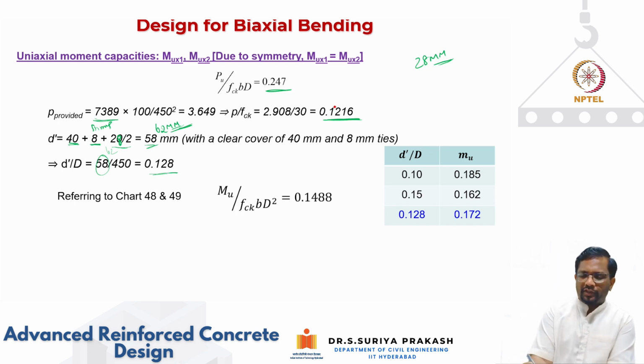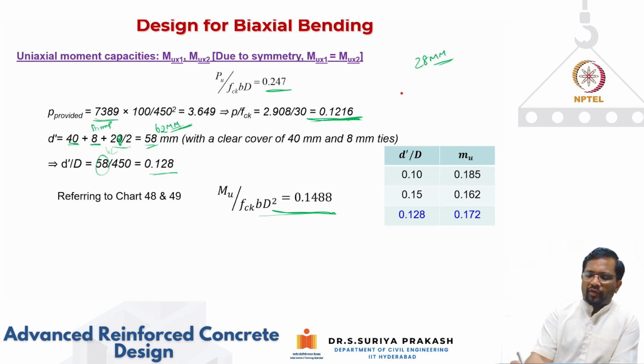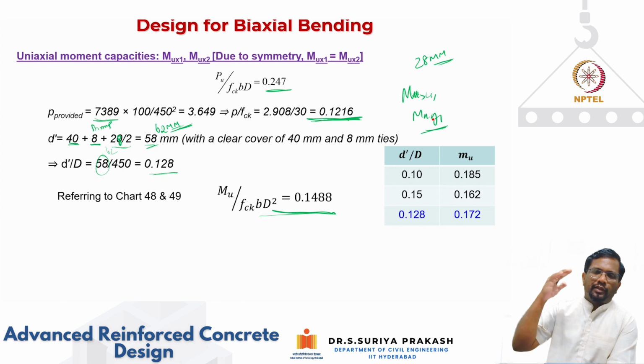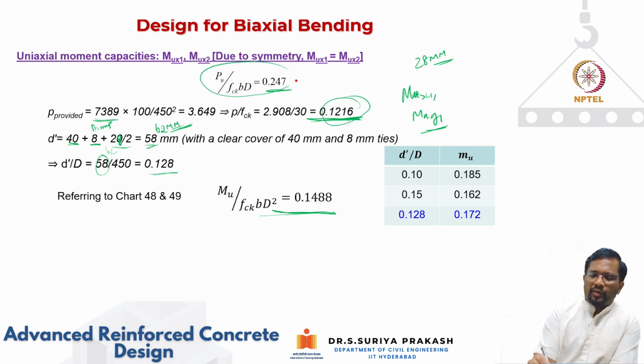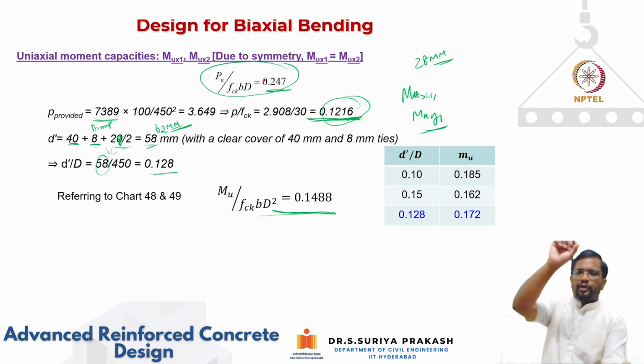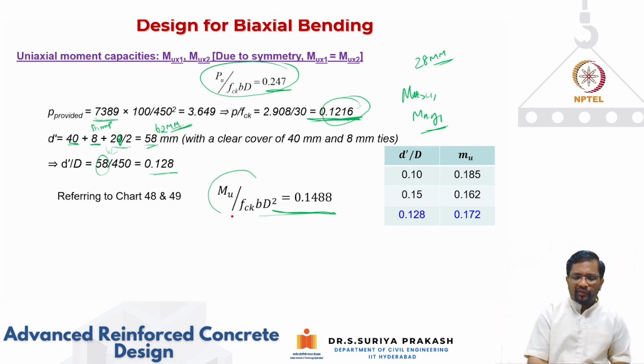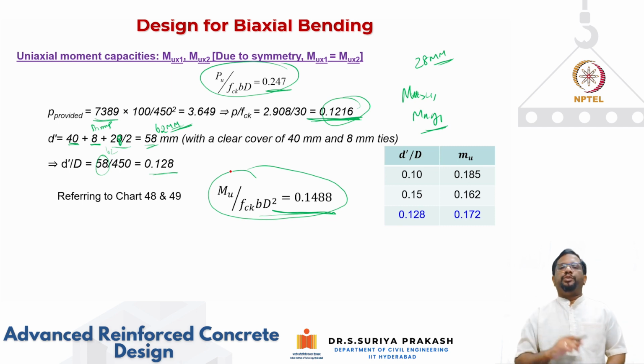Now again, how do we get that value? For this p by fck and the bending demand, I go back for this axial demand and calculate what is Mu by fck. What we are interested in is finding Mux1 and Muy1, the uniaxial bending moment capacities corresponding to an axial compression. Reinforcement is given, axial demand is given. Using the reinforcement and axial demand, I check what Mu by fck bD square I can take. That would be the uniaxial bending moment capacity.